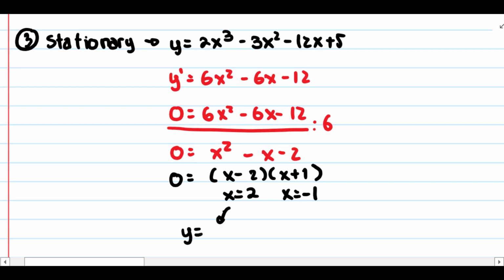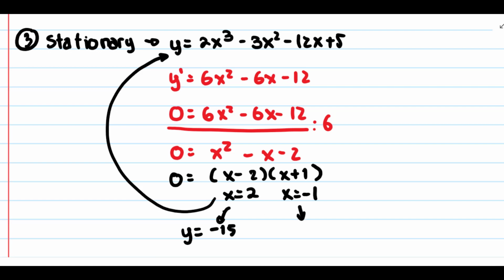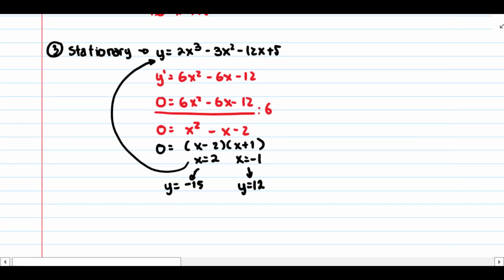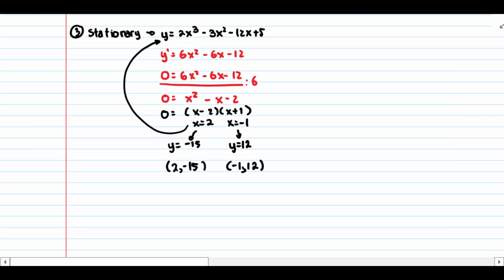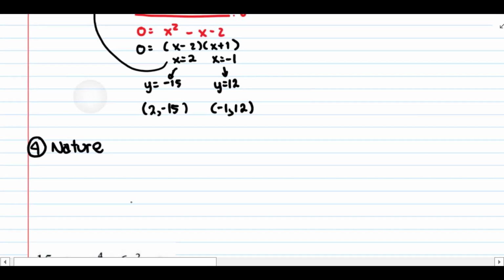Next is the y. For the value of the y, I will substitute the x into the y. I will have negative 15 for this one, and for the negative 1 it's 12. Okay, so we already have the points, which are 2, negative 15 and also negative 1, 12. The next one is determine the nature of the stationary points. The nature, I will use the sketch.